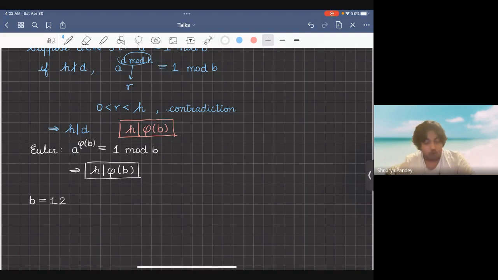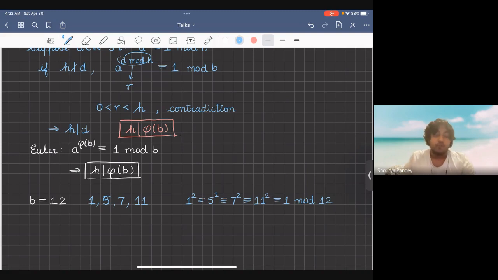Then what are the numbers co-prime to it? I mean, mod 12 is what matters, right? So 1, 5, 7, and 11. And note that all of their orders are actually 2 because 1 squared, 5 squared, 7 squared, and 11 squared are all 1 mod 12. And so, in fact, there is no a for which phi of 12 is the order of a mod 12.